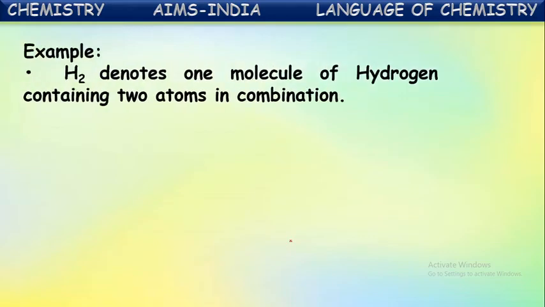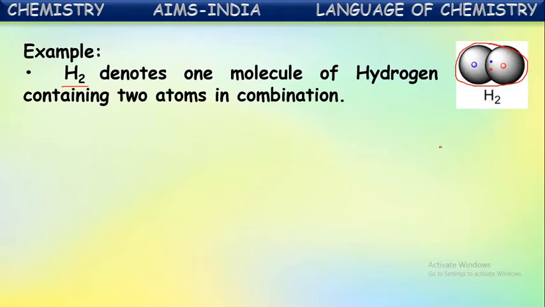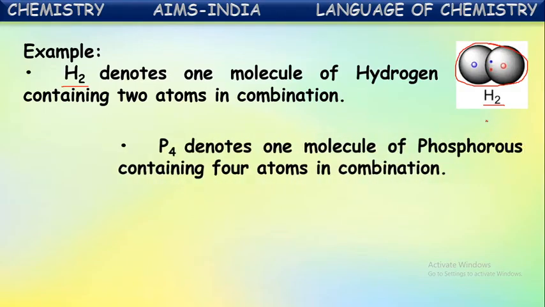For example, if you say H2, what does it represent? It represents the element hydrogen, and it represents a molecule of hydrogen which contains two atoms. H2 denotes one molecule of hydrogen containing two atoms in combination. Two hydrogen atoms are combined together to form one hydrogen molecule. So the molecule of hydrogen can simply be represented as H2.